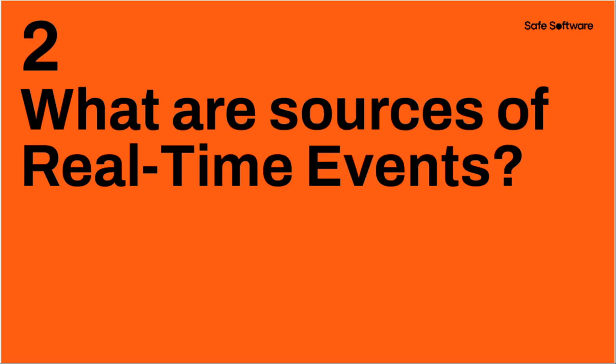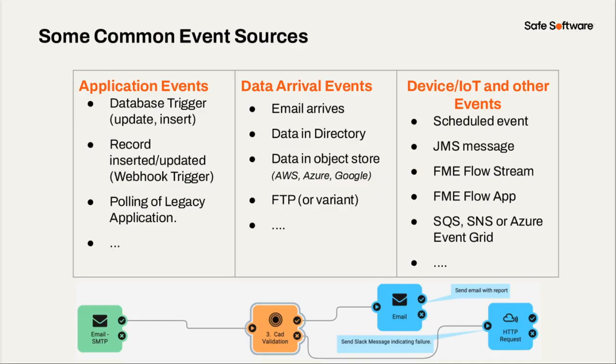So what are some of the sources of real-time events? Application events. So it could be a database trigger. We have some organizations who have set database triggers. So when a new record is inserted or updated or deleted, then a webhook trigger is fired to do some work to maybe replicate that in other systems, or create a log or something like that.